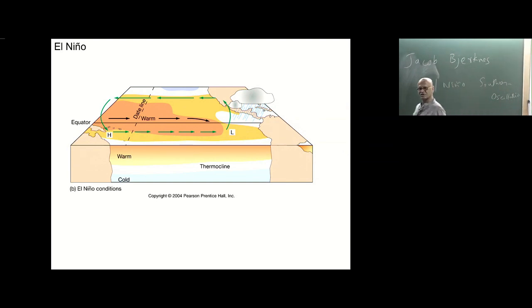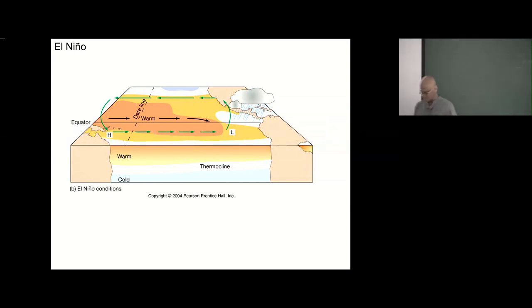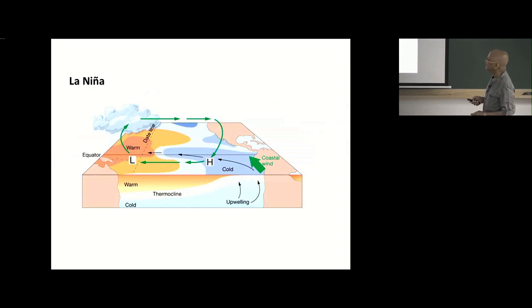So what is southern oscillation called in Kerala? Is there any Malayali here? Three of them. I better be careful. What is it called in Kerala? Don't know? Huh? Southwest. It's called southern oscillation.